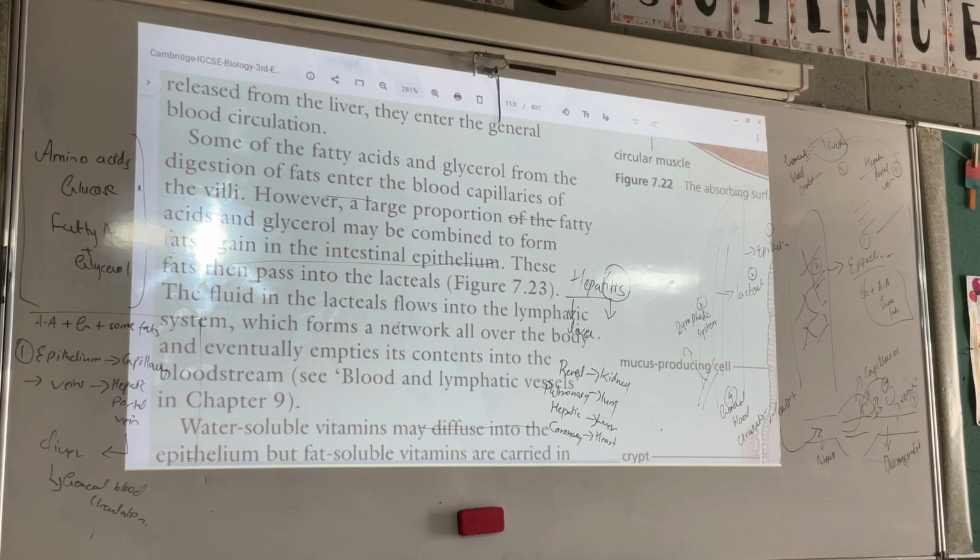Then they go to the lymphatic system. And then they go to the general blood circulation.